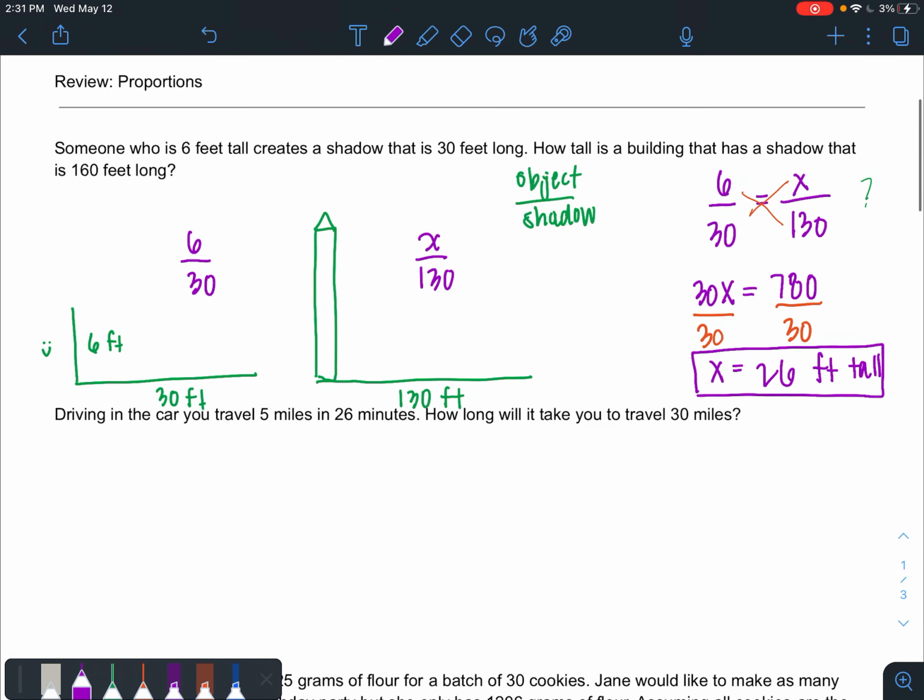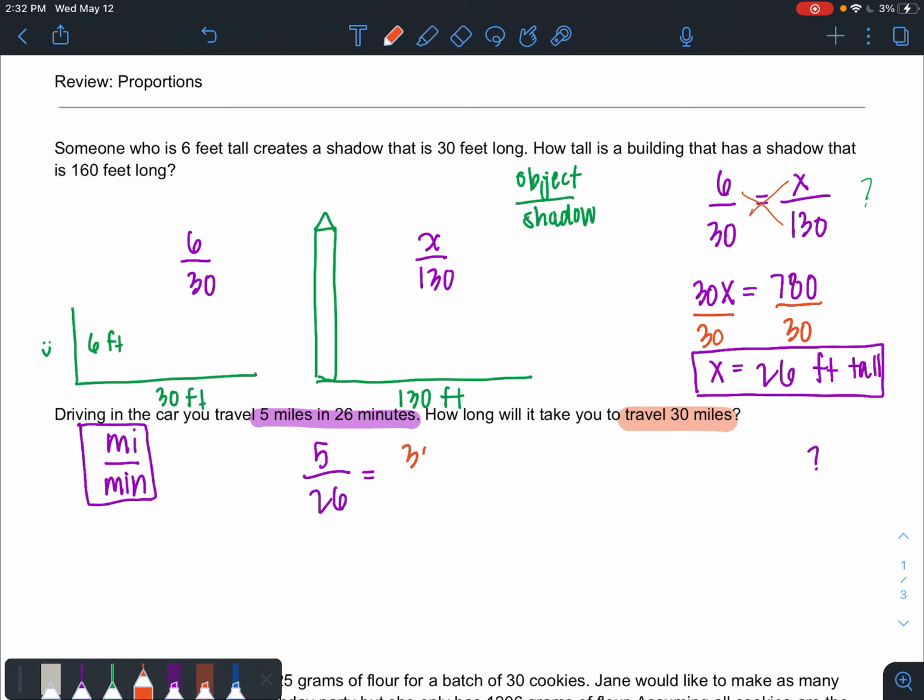Next example: driving in the car, you travel 5 miles in 26 minutes. How long will it take you to travel 30 miles? Go ahead and draw some kind of representation of this. We're going to put our miles over our minutes. For the first one, I've got 5 miles in 26 minutes. For the next one, I have 30 miles and an unknown amount of minutes.